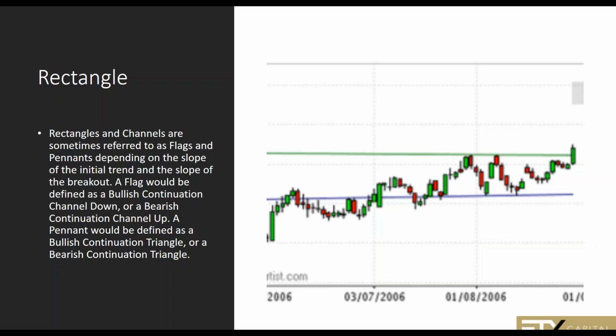Okay. And rectangles or triangles are also sometimes referred to as flags and pennants. Now, a flag would be defined as a bullish continuation channel down or a bearish continuation channel up. Lots of words. Bearish means weak. Continuation, channel up. Channel's moving up, okay, and bullish is a channel moving down.